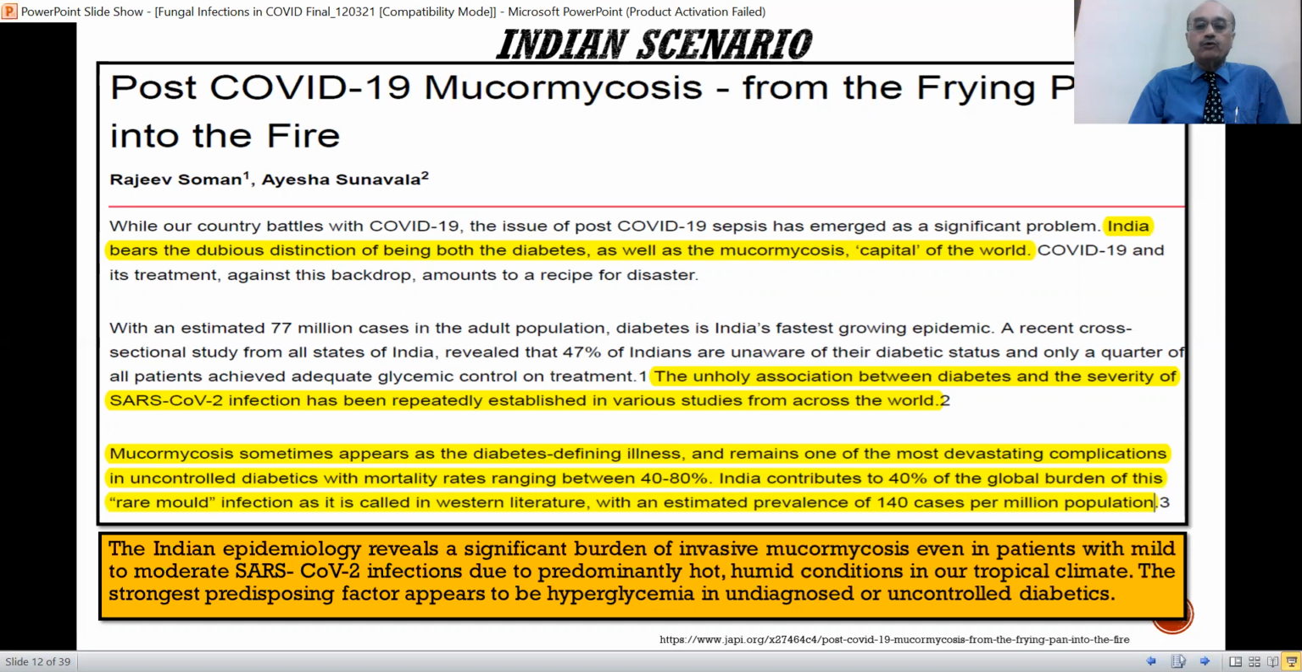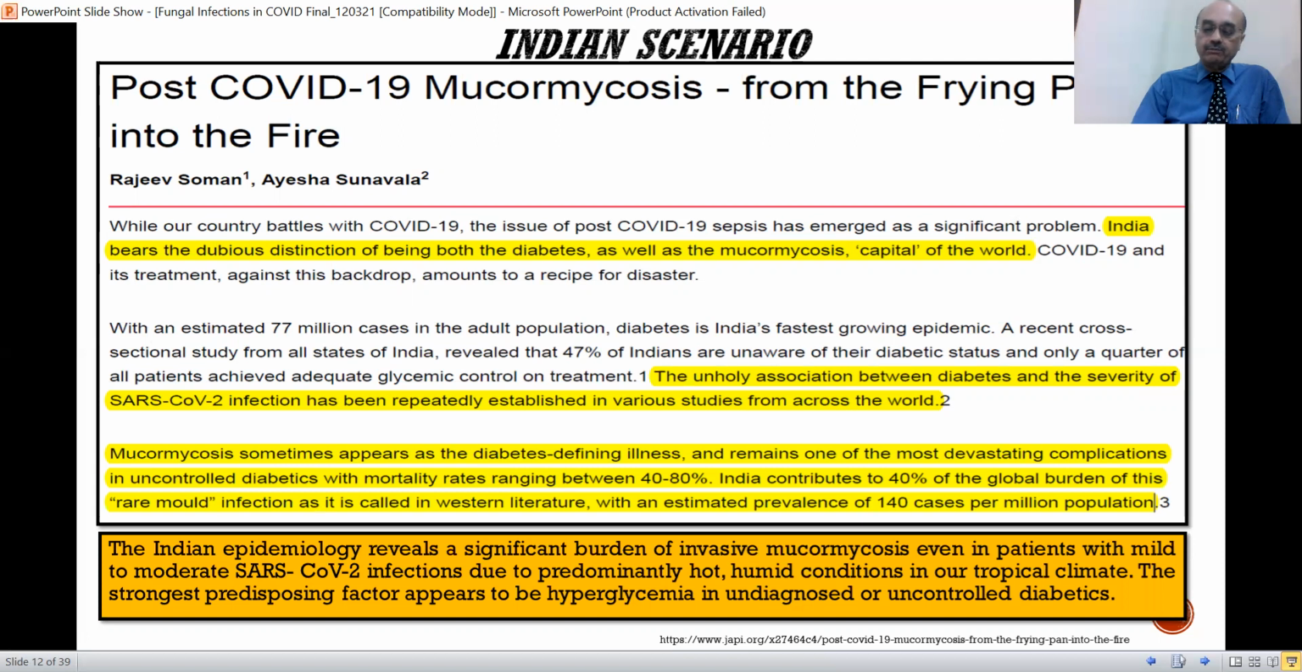Mucormycosis actually is seen more commonly in uncontrolled diabetic patients, and forms one of the most devastating complications of this group of COVID-19 patients, with a high mortality ranging from 40 to 80%. And India contributes almost 40% to the global burden of mucormycosis. And probably, as I told you earlier, our hot and humid climate in tropical countries makes it more common for this fungus to be present in the Indian subcontinent.